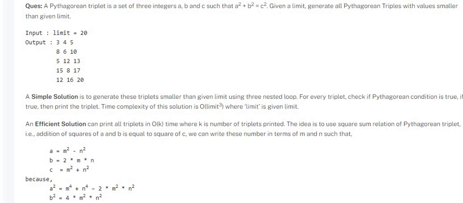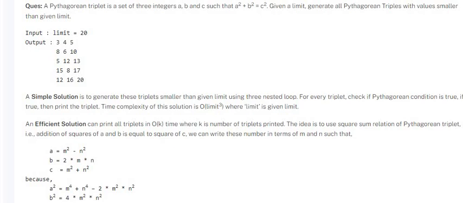So we have a simple program to generate all Pythagorean triplets with values smaller than a given limit. A Pythagorean triplet is a set of three integers a, b, c such that a square plus b square is equal to c square.